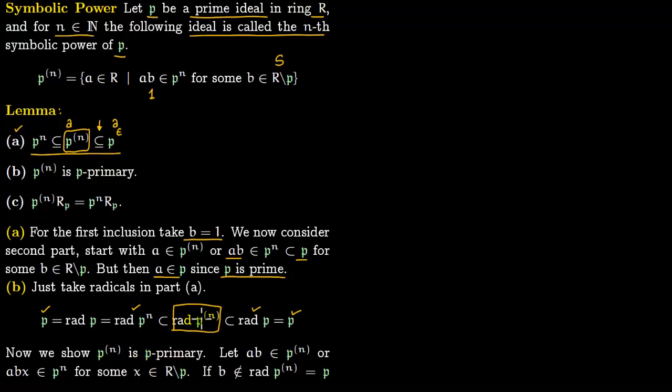We have already shown that the radical of P to the symbolic power of n is P, as there is P on both sides of the inclusion. Now we have to show that it is P primary. So we start with A times B lies in the symbolic power of P to the n. To show that this is P primary, we have to show either A lies within the symbolic power here, or B lies within the underlying prime ideal P. So our strategy is we start from here and assume that B is not in P. Then it has to be the case that A lies within the symbolic power of P^n, and that will finish the proof.